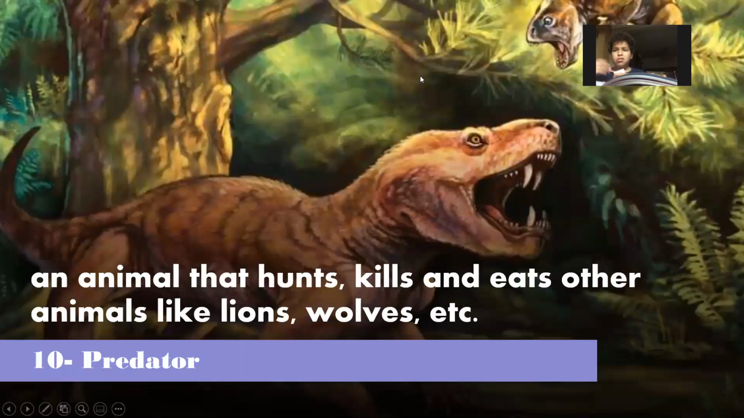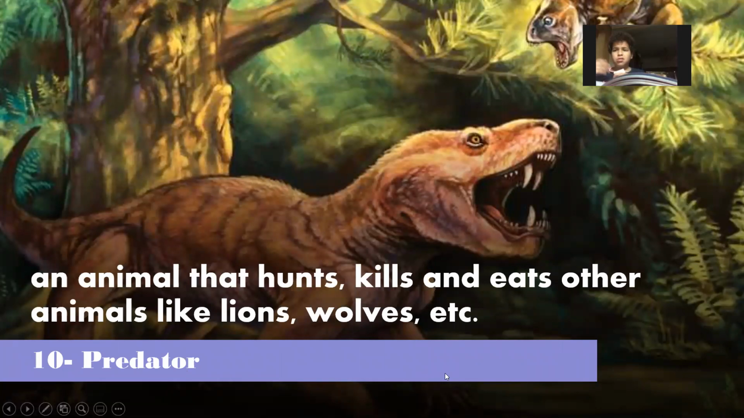Next word, this word is important. And I think that you took it in science. It's called in English predator. Yeah, like the lion and the deer. The lion is the predator, and the deer is the prey.